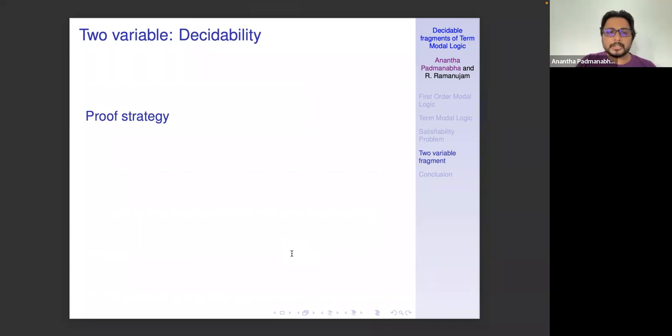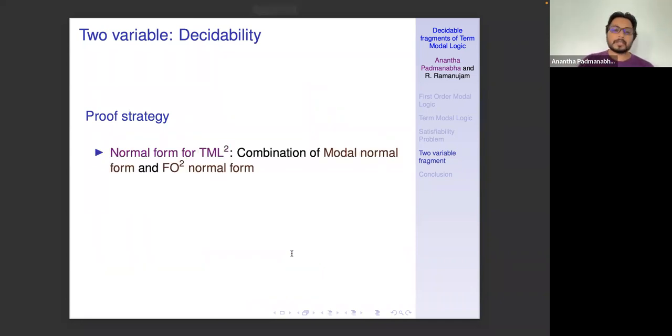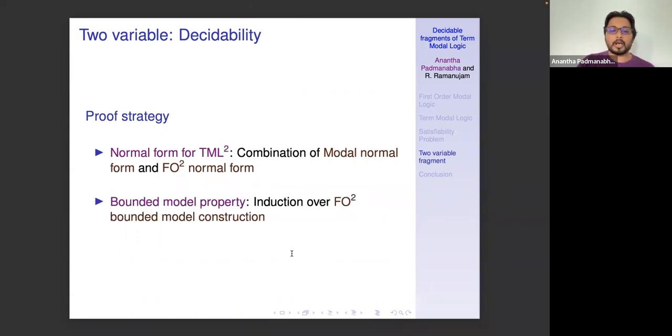Now, the proof strategy to get the decidability is standard in the sense that we first have a normal form for the two variable fragment, and we prove a bounded model property. So let me just briefly discuss how these go.